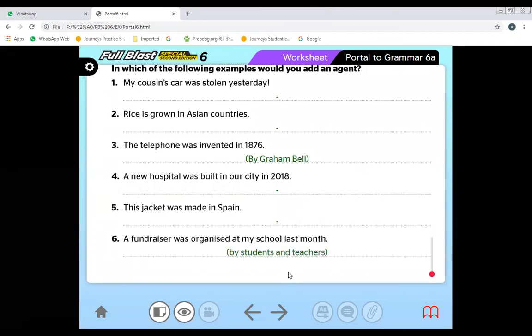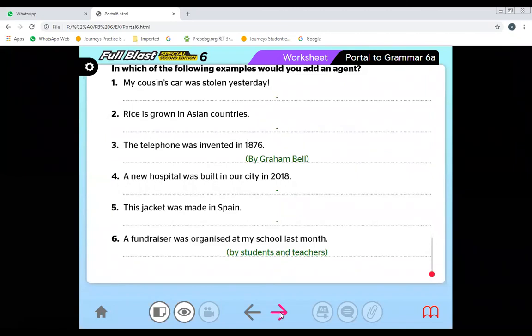Yes? I didn't understand number 6. Yes. The agent here is known, is clear. By students and teachers. So we can write here the agent. Like number 3, by Graham Bell. It's known. I can write the agent or not. Okay? Don't worry, adding the agent or not will help you understand the passive more.